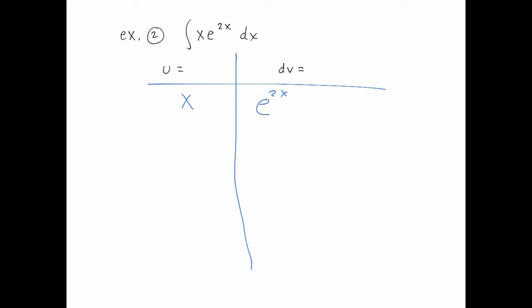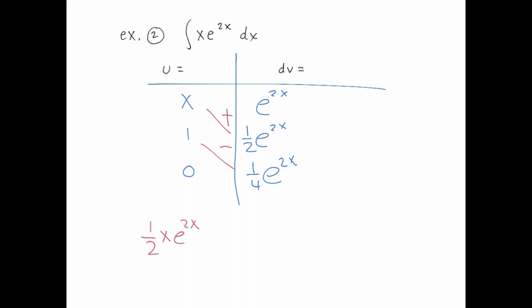The derivative of x is 1, the derivative of 1 is 0. The antiderivative of e to the 2x is e to the 2x times a half. Be careful because you have to undo the chain rule. And then the antiderivative of that would be e to the 2x times a fourth. And so now we take the positive product and we're going to add it to the negative product. So our final answer would be 1/2 x e to the 2x minus 1/4 e to the 2x plus c.